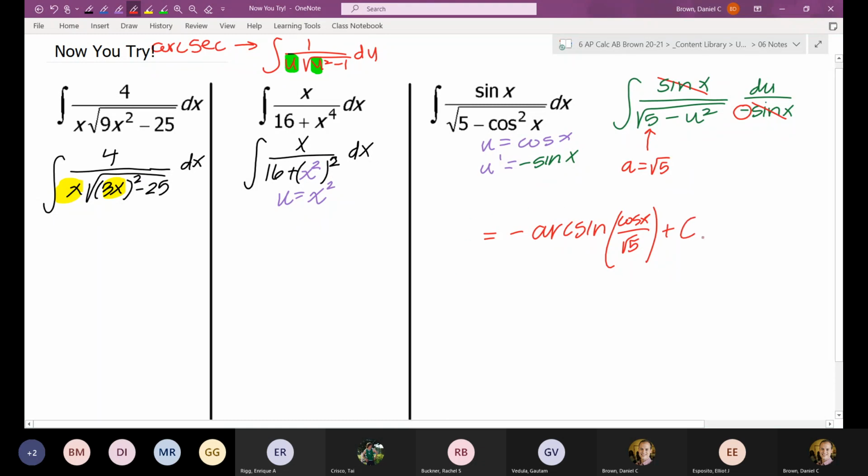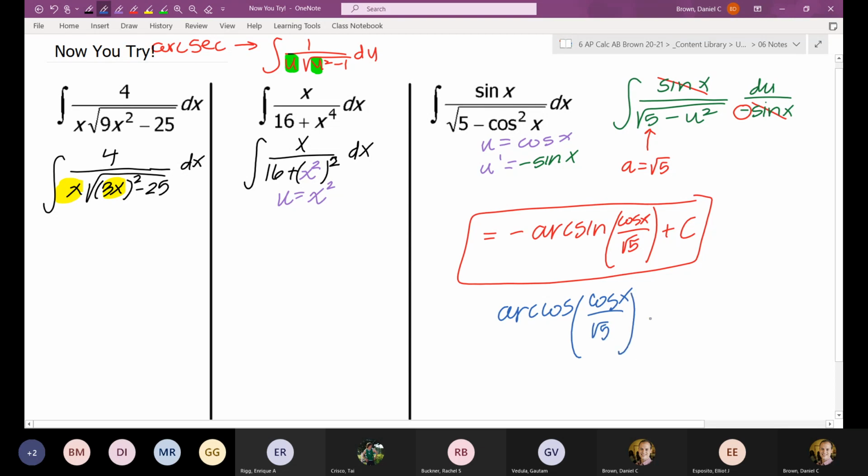And that's how I would expect you to answer that question. I will say mathematically and technically, the integral of something that's negative arc sine is the same as saying arc cosine. So technically, this is the same answer. I'm going to prefer that you do it this way because the AP exam is only going to use arc sine as an integral answer and not arc cosine.